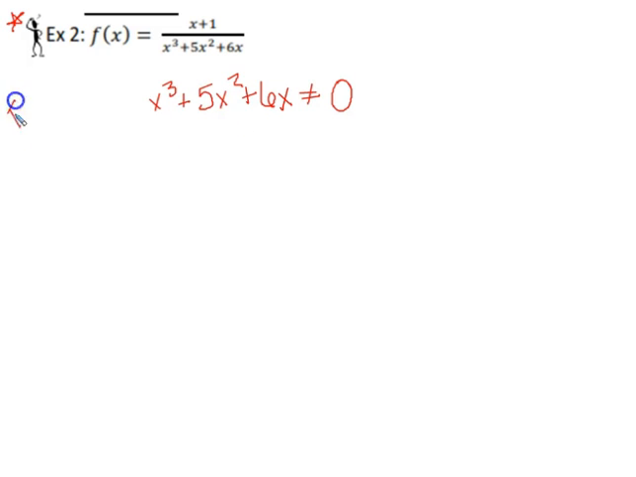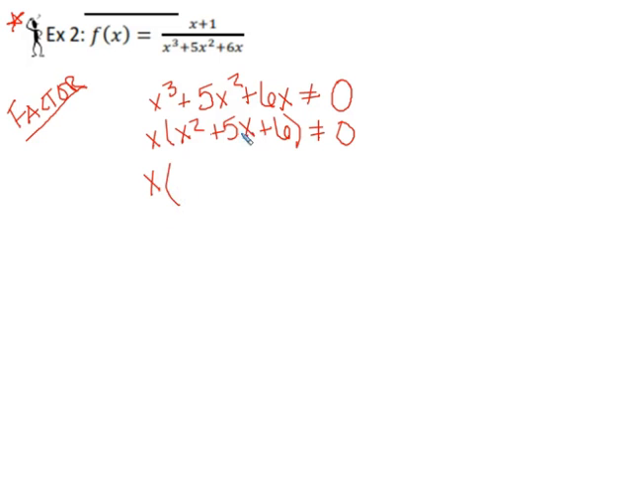So if we think about factoring in this example, we can probably take out an x because they all have an x in common. So we're left with x squared plus 5x plus 6. And again, it still does not equal 0 because we're specifically looking at our denominator. If we continue to factor this quantity inside the parentheses, two numbers that multiply to 6 but add to 5 would be a +3 and a +2. And again, it cannot equal 0.